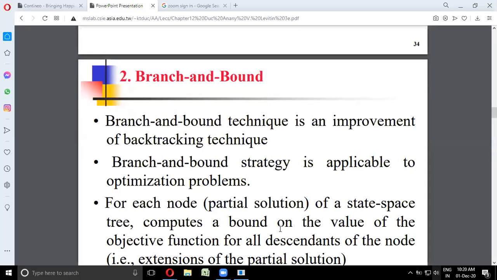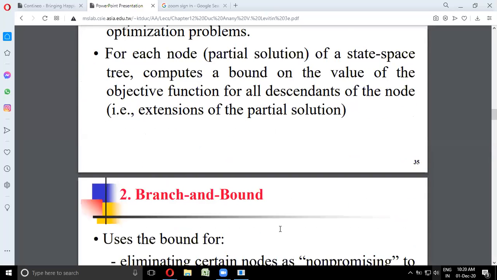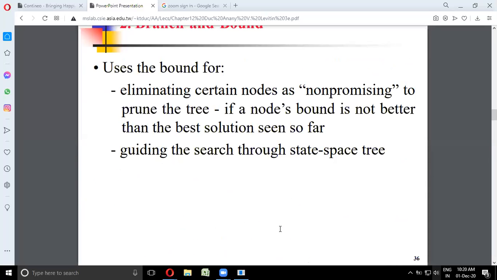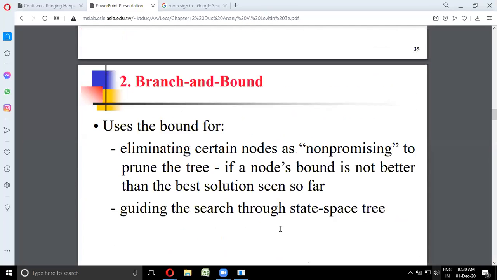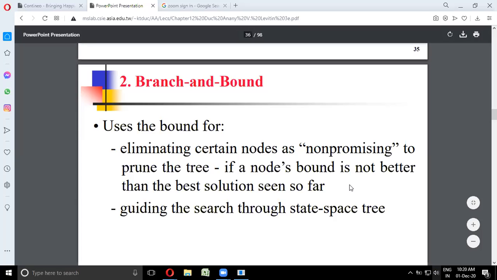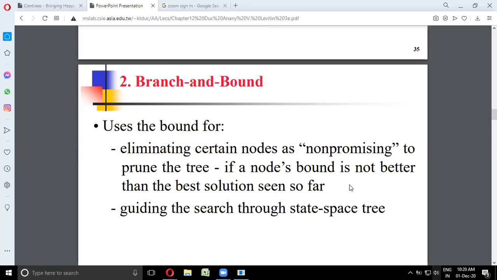Now we'll come back to the theory part. What we do is certain nodes are classified as non-promising nodes. If a node's bound is not better than the best solution seen so far, we start eliminating certain nodes as non-promising nodes. So this terminology I am reiterating. We are categorizing some nodes as non-promising nodes.